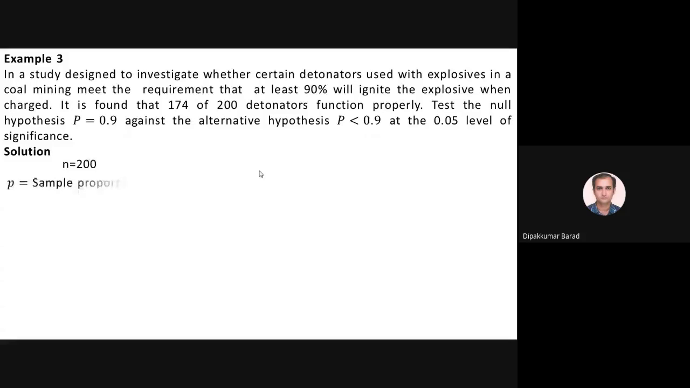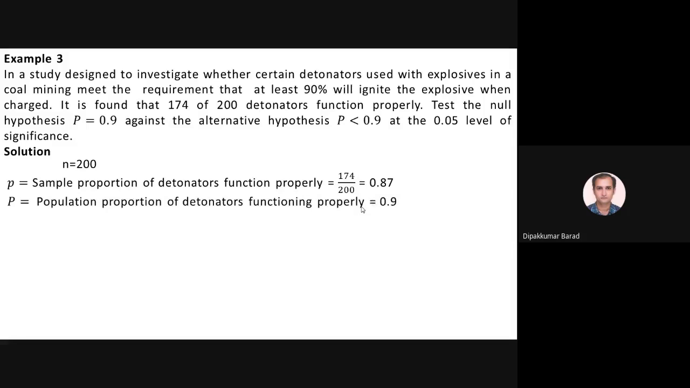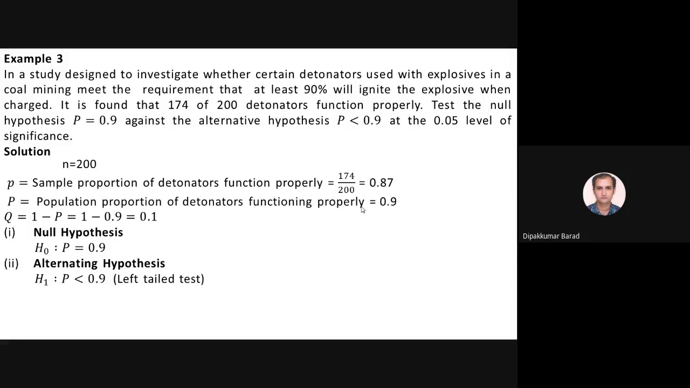And small p we can find out, as we have already said, that out of 200, 174 function properly. So small p is 174 upon 200, which is 0.87. Now capital P, which we have already been given as 90%, means 0.9. Capital Q is equal to 1 minus capital P, so 0.1. Now the null hypothesis is capital P equal to 0.9, and the alternative hypothesis H1 means P less than 0.9.